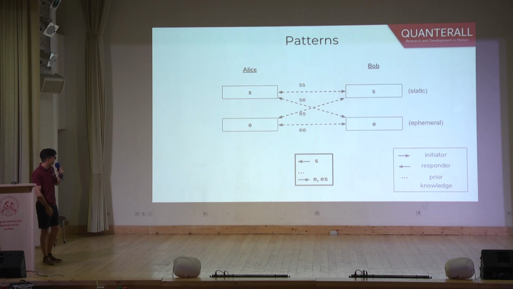In this case, Alice has prior knowledge of Bob's static key, so she sends her ephemeral key and does an ESDH, which is actually going to authenticate Bob. So this is this part over here.